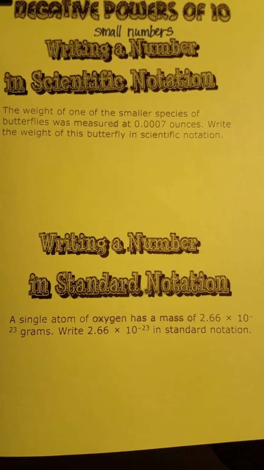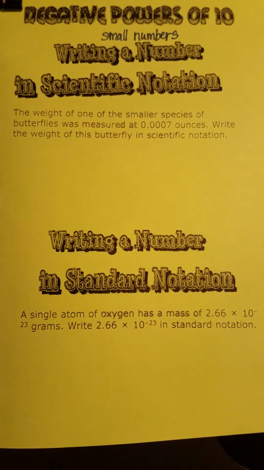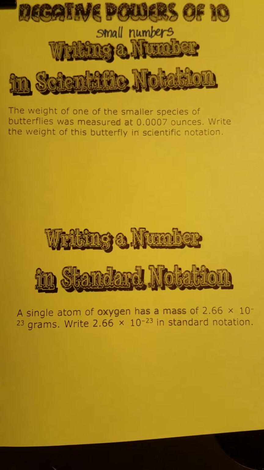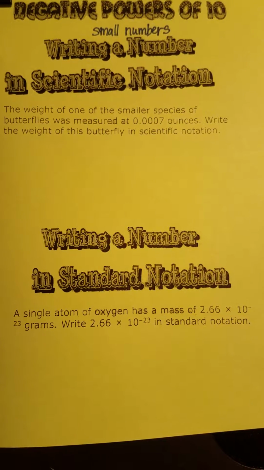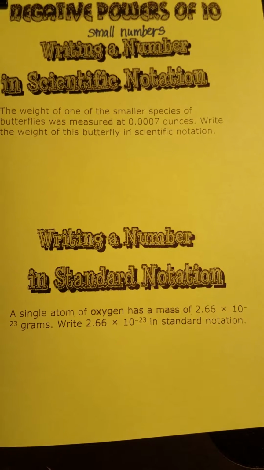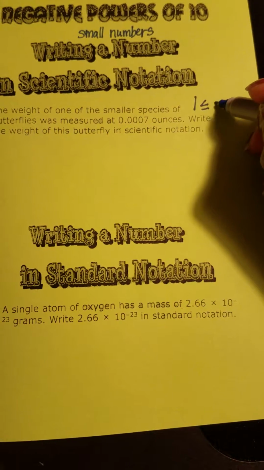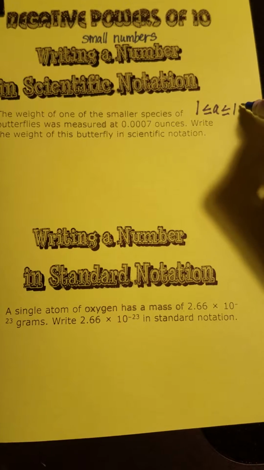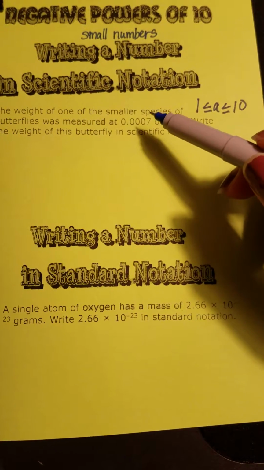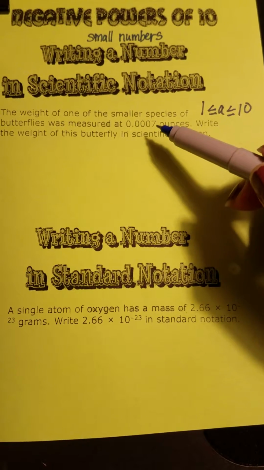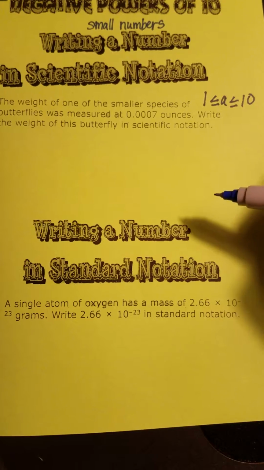Now the weight of one of the smaller species of butterflies was measured at 0.0007 ounces. We're going to write this weight in scientific notation. Remember, we always have to remember our rule here: greater than 1, less than 10. So how can I make this number greater than 1, but less than 10? Take a few seconds and work with your partner to move it and tell me how many loop-de-loos I have.